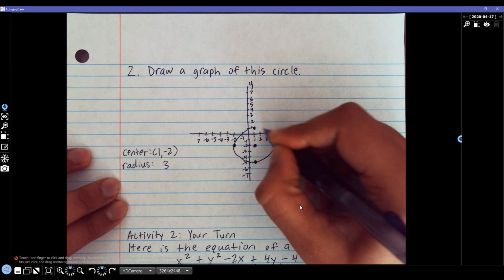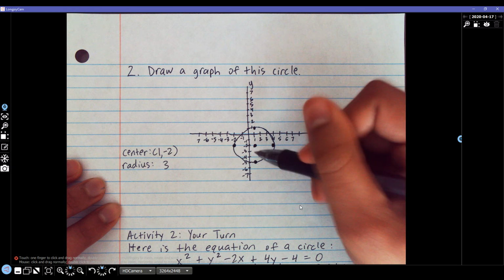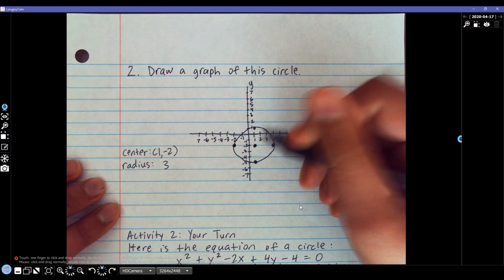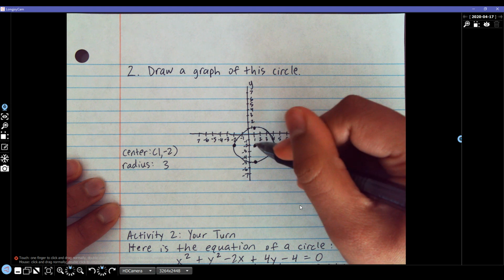And now we have graphed our circle, right? So we've got our center at 1 comma negative 2, and then our radius of 3, which you can check by just counting 3 in every single direction from the center.